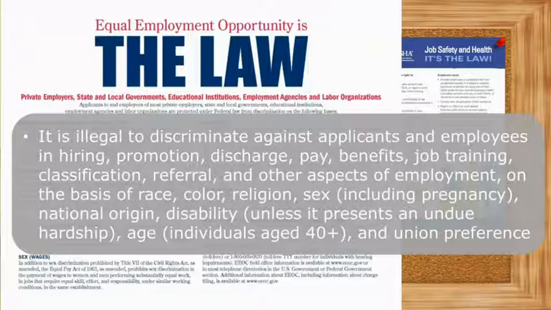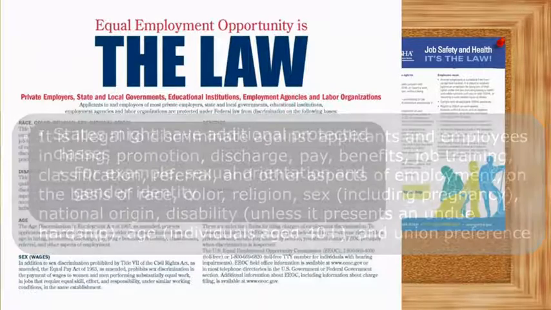And non-discrimination refers to specific protected classes. So in the United States, based on federal law, it's illegal to discriminate on the basis of race, color, religion, sex, national origin, disability, unless it presents an undue hardship, age, at least for individuals beginning at age 40, and it's also illegal to discriminate on the basis of union preference.